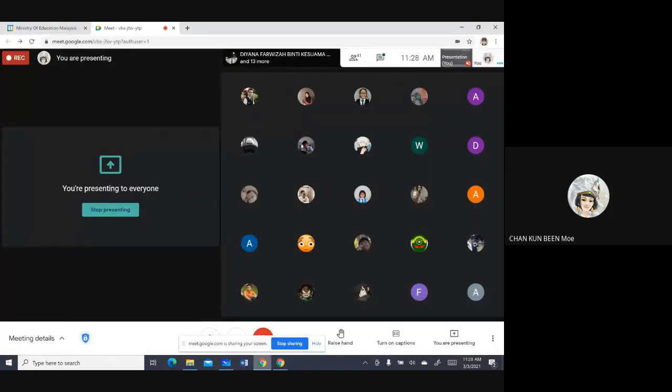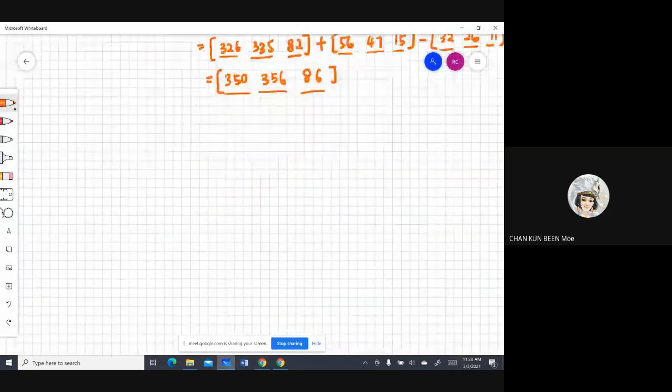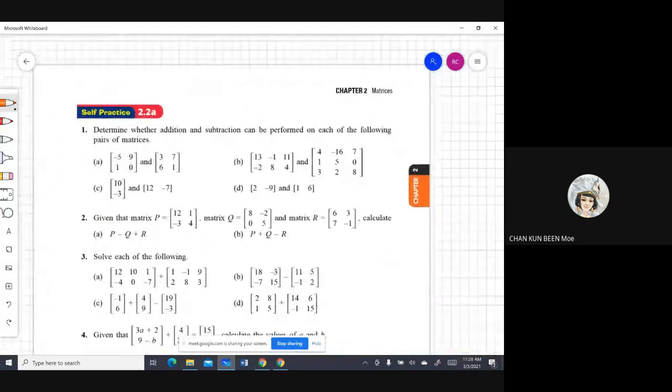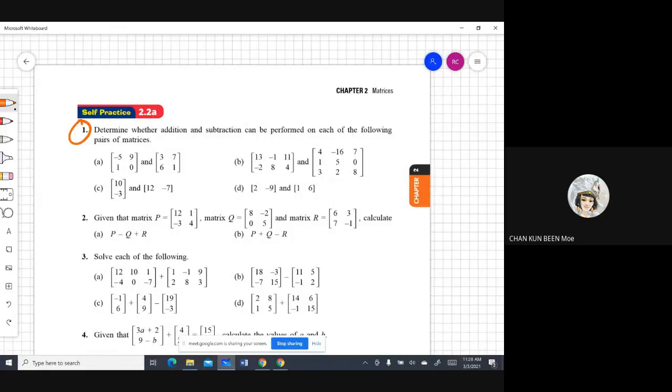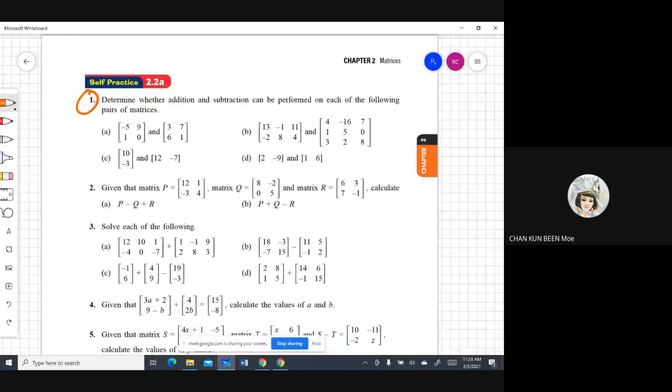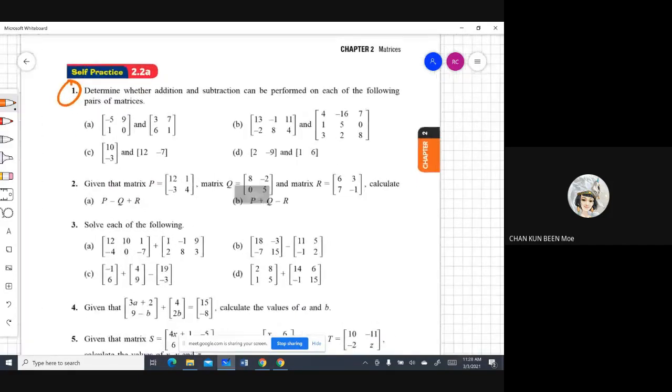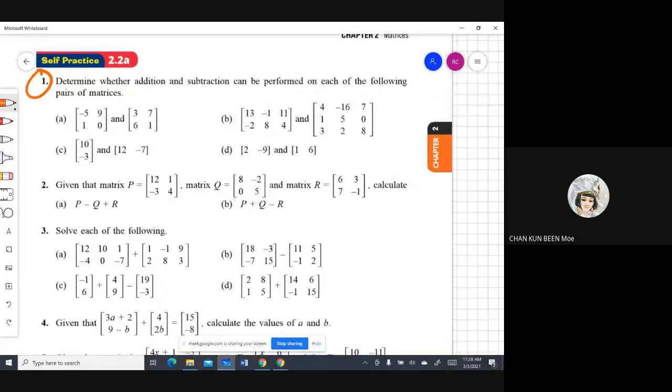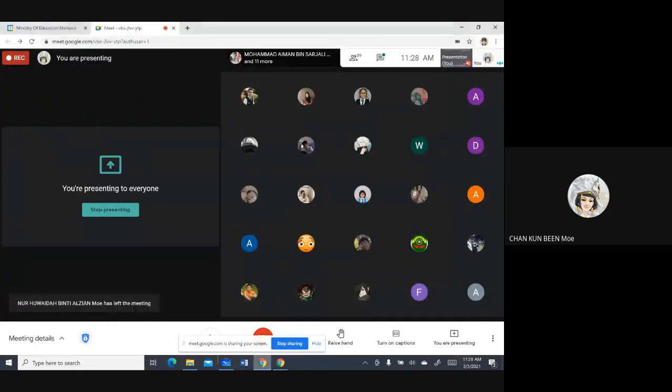No question, right? Okay, let's move to a bit of the exercise. I'm going to ask you a question right now. Be alert. So we look at exercise 2.2a. Number 1. Determine whether addition and subtraction can be performed on each of the following pair of matrices. A. Okay, I'm going to call your name. You let me know whether addition and subtraction can be performed or not for A.